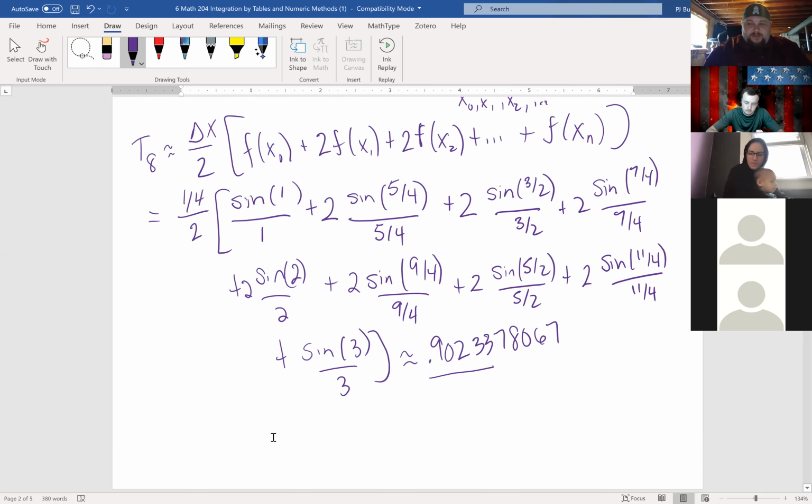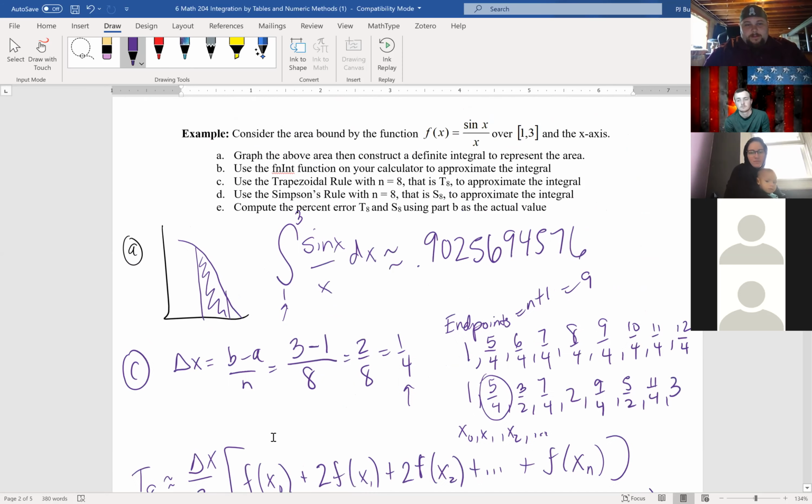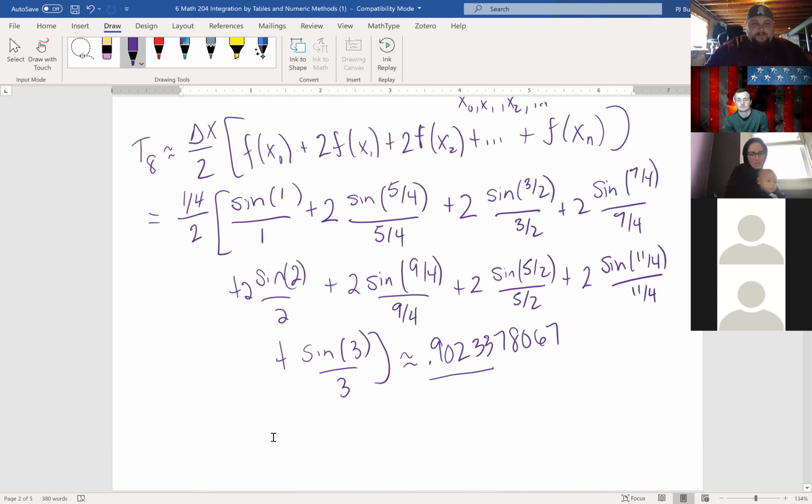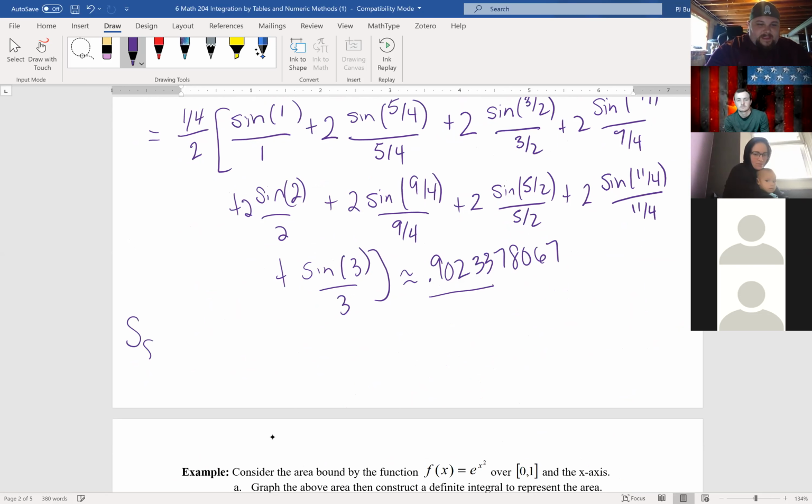So that is using trapezoids, right, as an approximation. We now need to do this using Simpson's rule, which is parabolas. So that would be S sub 8, that's going to be delta x over 3. Again, plugging in all the same values, but the coefficients are different now.